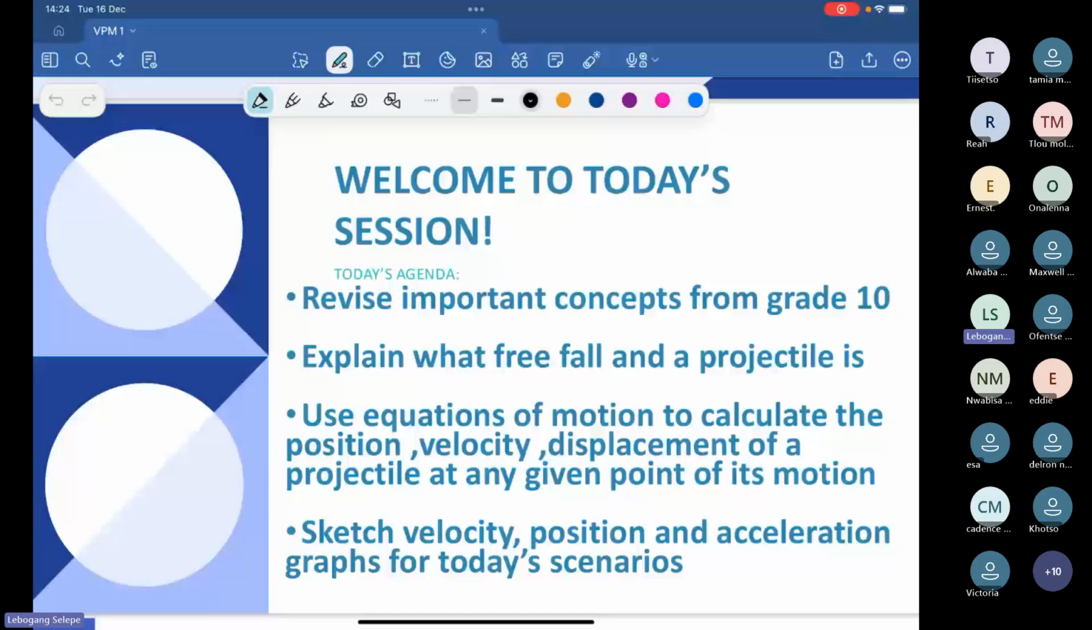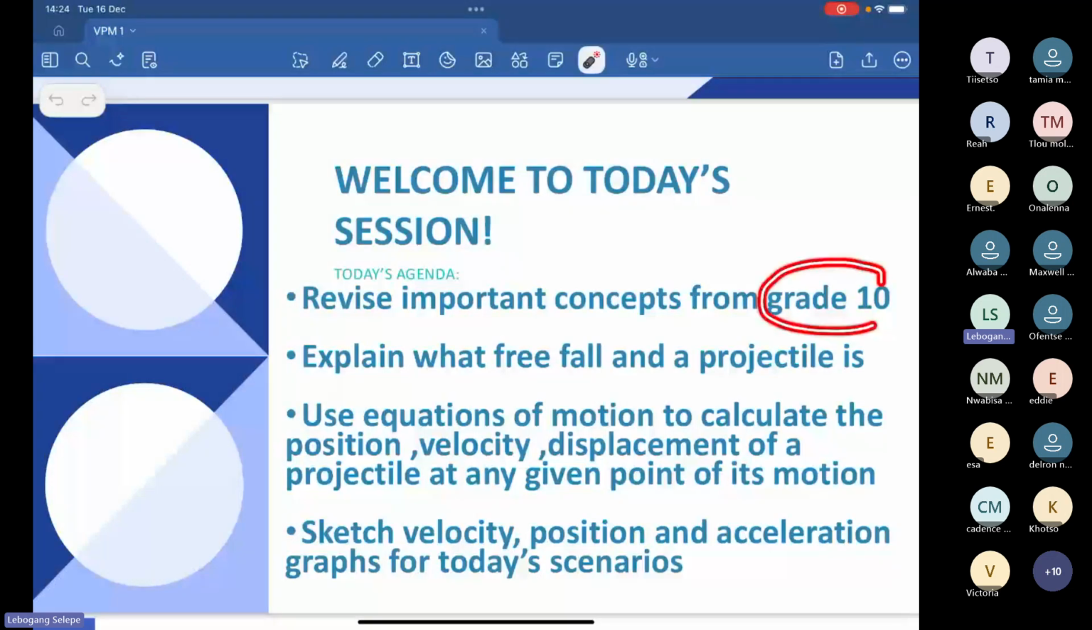Important concepts from grade 10, like revising the difference between velocity and speed, the difference between distance and displacement, as well as explaining what acceleration is. But the good part is that in grade 12, your acceleration will always be the same. Remember, in grade 10, equations of motion were a bit challenging because it's not always the case that you have your acceleration. So in grade 10, they were more challenging than in grade 12.